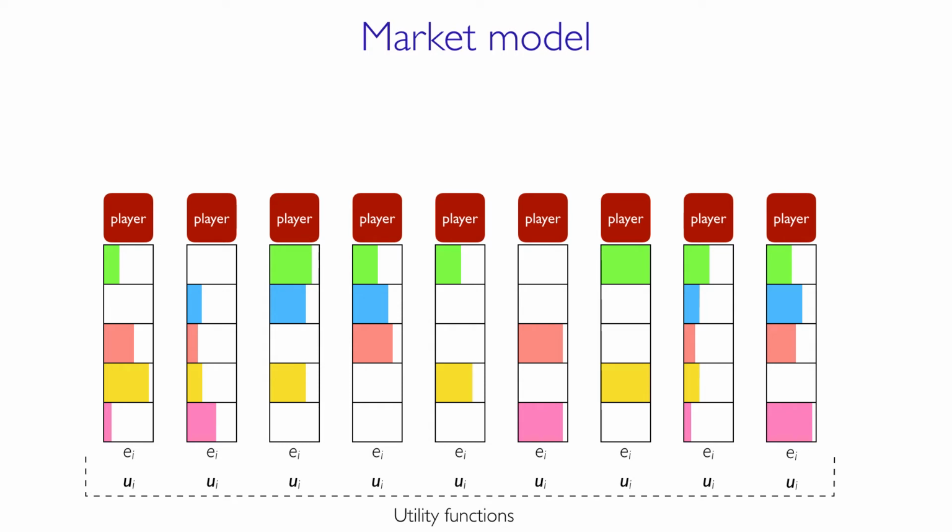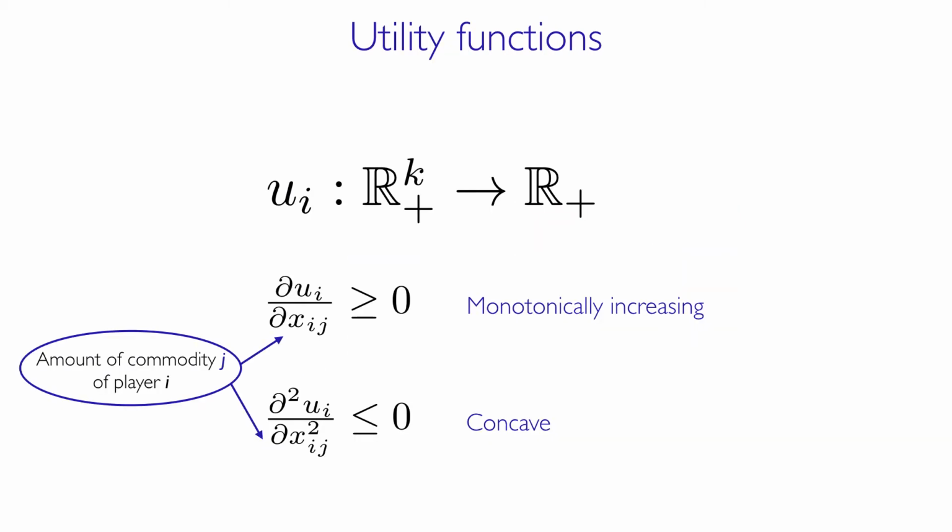Every player has a utility function defined on the space of the commodities. In particular, the utility function is defined from the space of the real numbers of dimension K to the space of real numbers. We just consider non-negative real numbers. Furthermore, the utility function is monotonically increasing and it is concave in the amount of commodity j of player i.